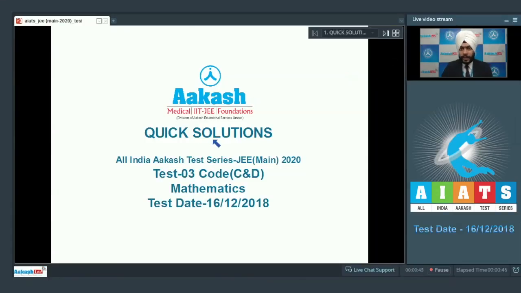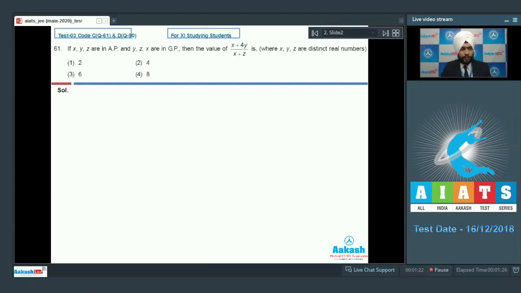I'm your mathematics faculty and today we're going to discuss the quick solutions of AIATS for JEE Main 2020 test number 3 code CND. This test was held on 16th of December 2018. The syllabus for this test covers the topics of binomial theorem, sequences and series and permutations and combinations. Let us begin the discussion with question number 61 in the portion of mathematics.